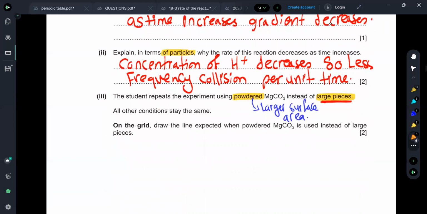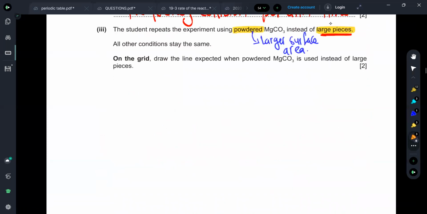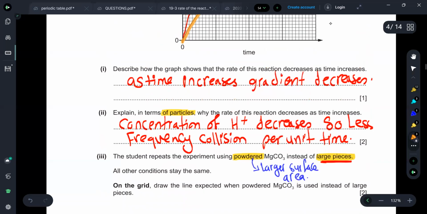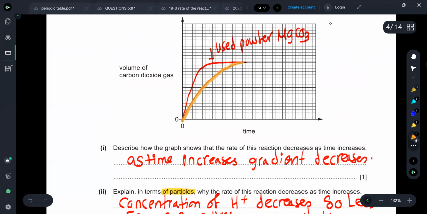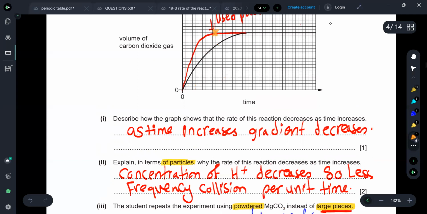The student repeats the experiment using powder instead of large pieces. Powder has a larger surface area than large particles, so the rate of the reaction increases. So on the graph, draw the line expected when powdered magnesium carbonate is used instead of large pieces. Draw it steeper than the original one and stop earlier. The original one is already drawn.